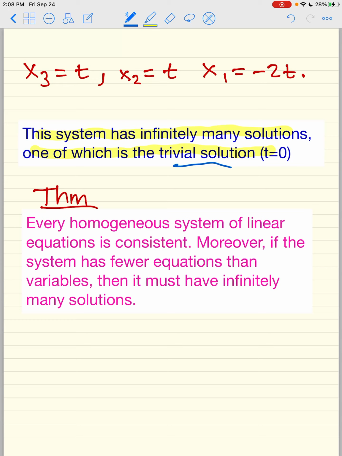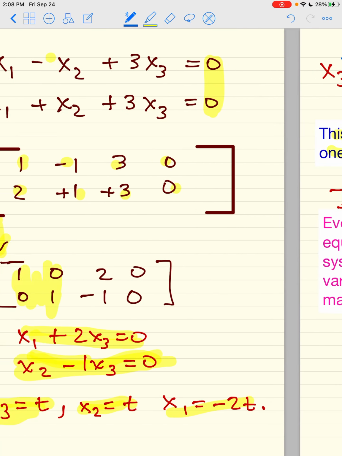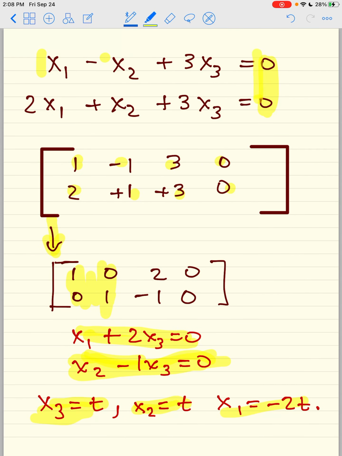Trivial solution is t equal to 0. And when t is equal to 0, x1 is 0, x2 is 0, x3 is 0. We also have t can be 1, so that's -2, +1, and so on. So what we're going to do here is we basically set it equal to 0, 0, and do that here.